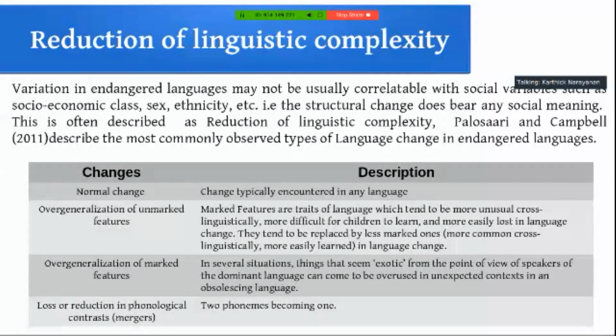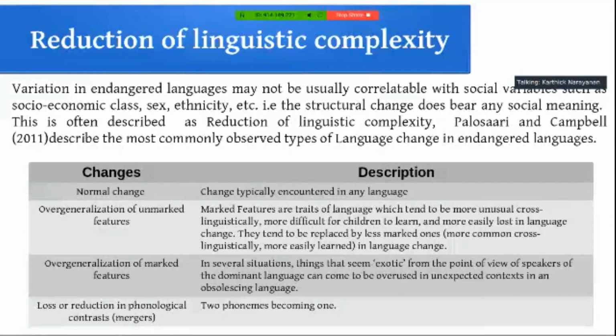Now these changes are often not explainable in terms of socioeconomic classes or sex or ethnicity. These changes do not actually bear any social meaning. In a normal language which is not endangered, there is some social meaning. But in endangered languages, if you see a lot of variation, there may not be any social meaning to it. When there is no social meaning, but there is language change, that is often described as a reduction in linguistic complexity. Many linguists have come across this in many works, and Palosaari and Campbell try to create a type out of it. So there is a normal change that is common for all languages.